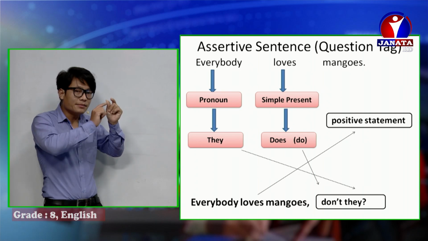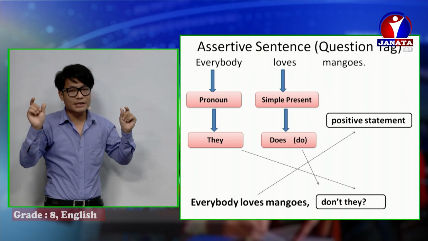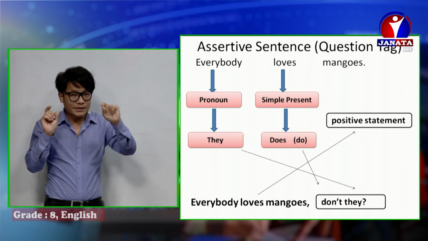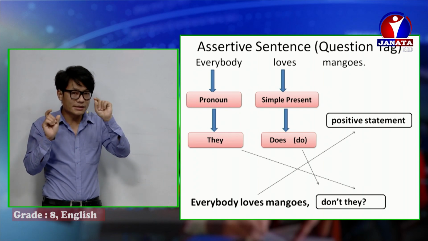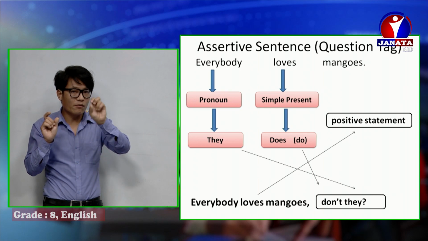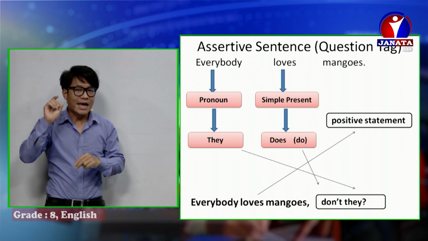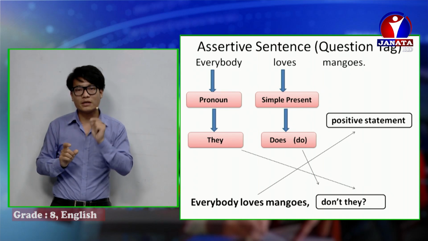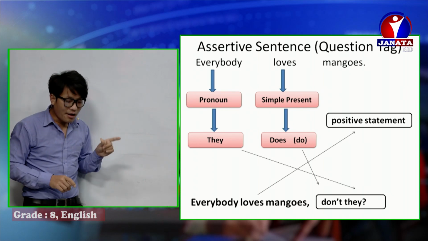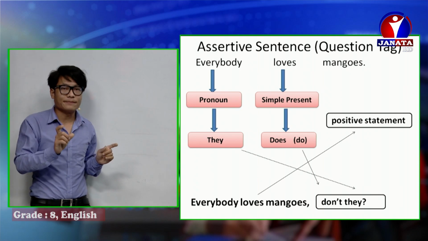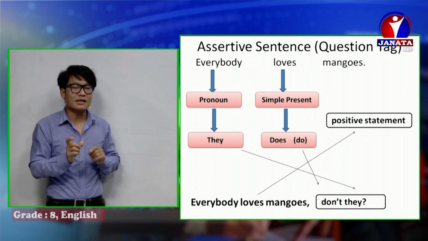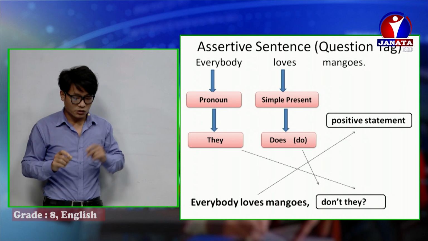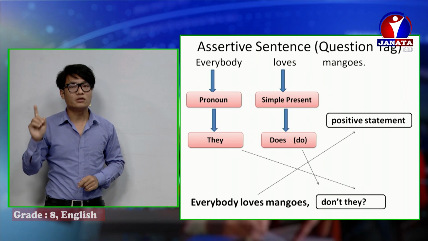Everybody, this subject, has been changed into the pronoun they, and this is a simple present, and simple present has two auxiliary verbs, one is do and the other is does. And they takes the do auxiliary verb. Everybody loves mango is a positive statement, that's why the question tag should be negative. So do becomes don't. So everybody loves mango, don't they?